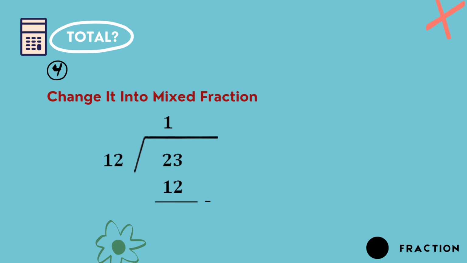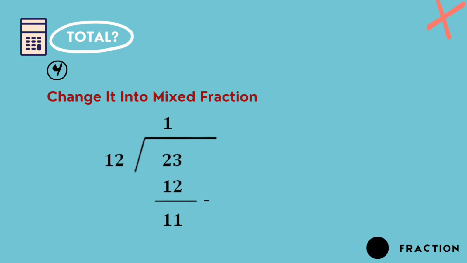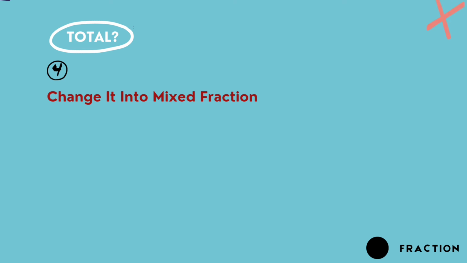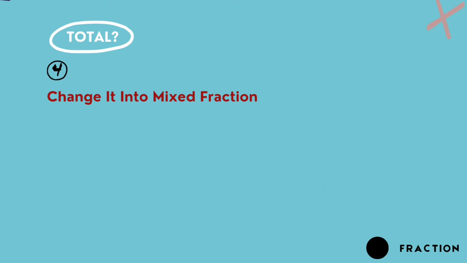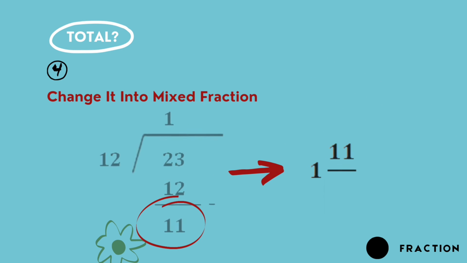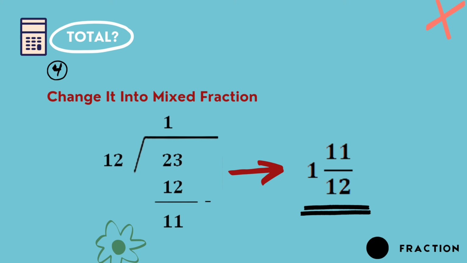12 goes into 23 once, because 12 times 1 is 12. And then we subtract: 23 minus 12 is 11. So the first thing is this is going to be the whole number, and it goes out in front. Our remainder will be the numerator, and the denominator will stay the same. So we can write it as 1 and 11 over 12.